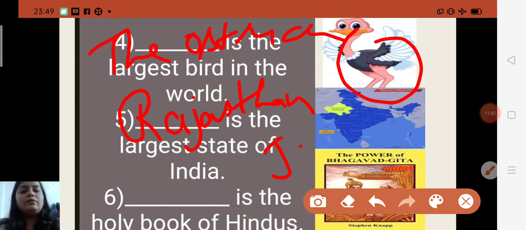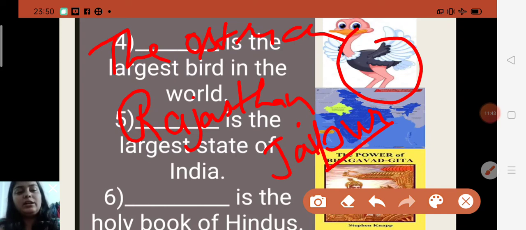Okay, spelling of Jaipur, because Rajasthan is a state name, and its capital name is Jaipur. Rajasthan is the largest state of India, and its capital is Jaipur. You all also know, children, Hawa Mahal is situated in Jaipur. And also, children, do you know which is the smallest state of India? Yes, Goa is the smallest state of India.